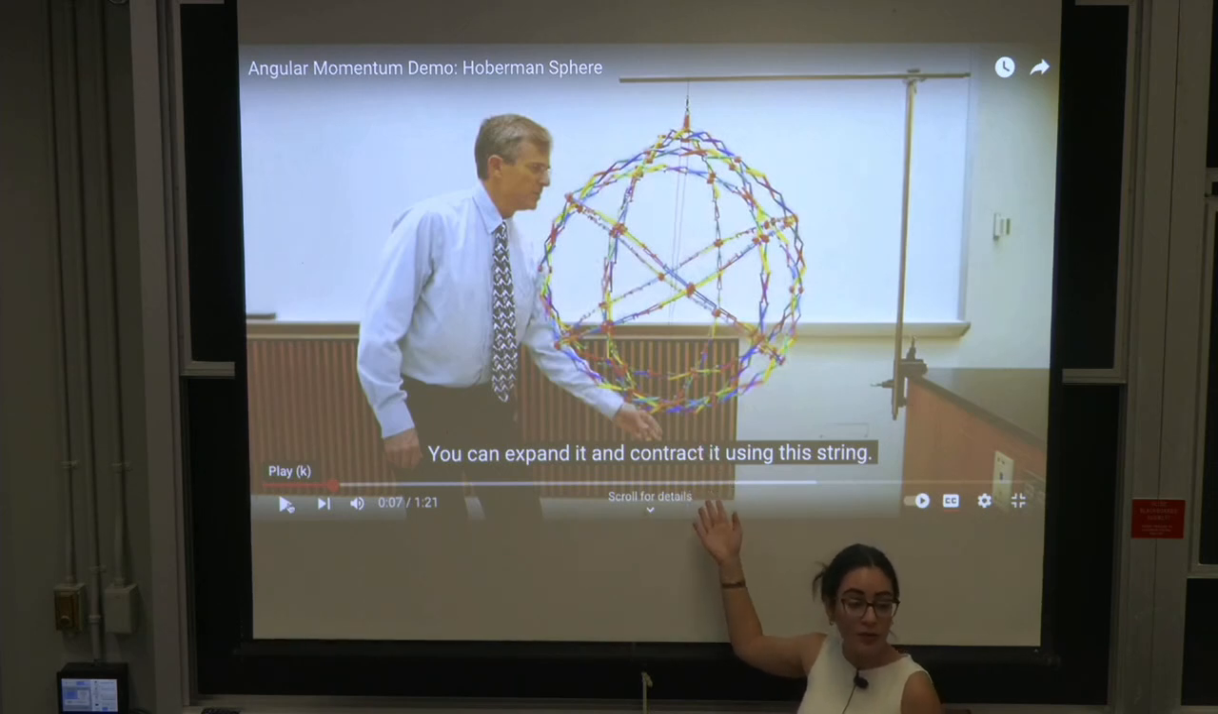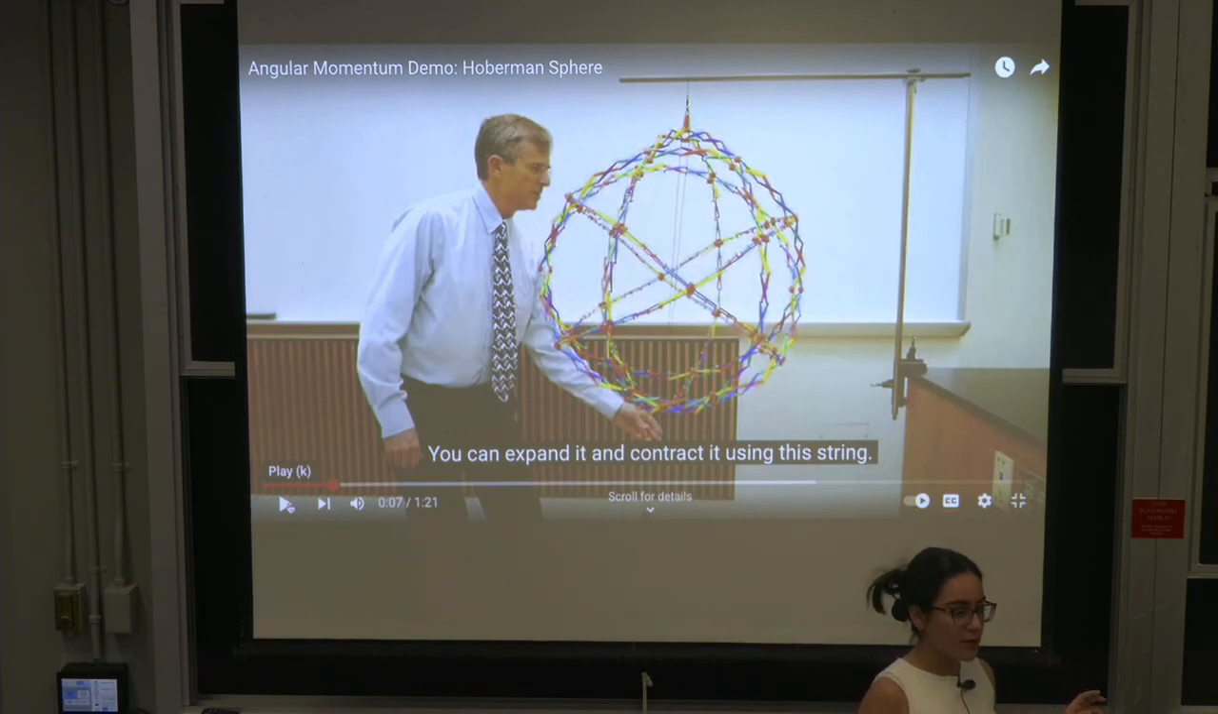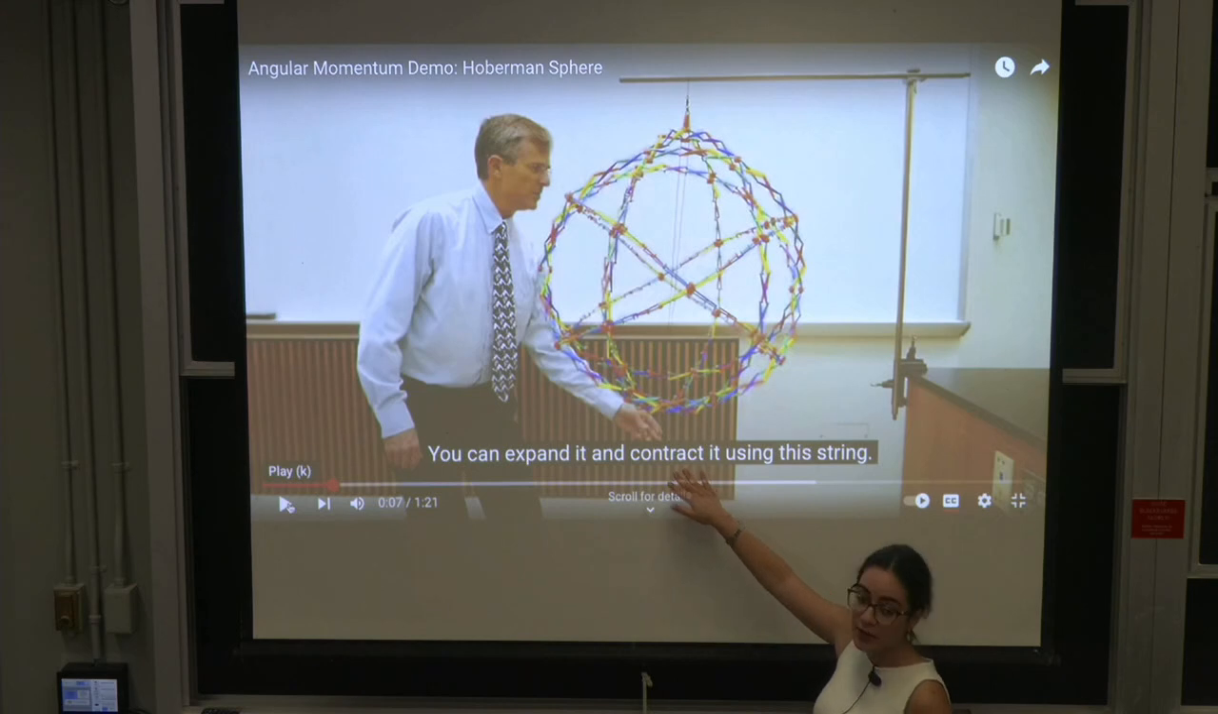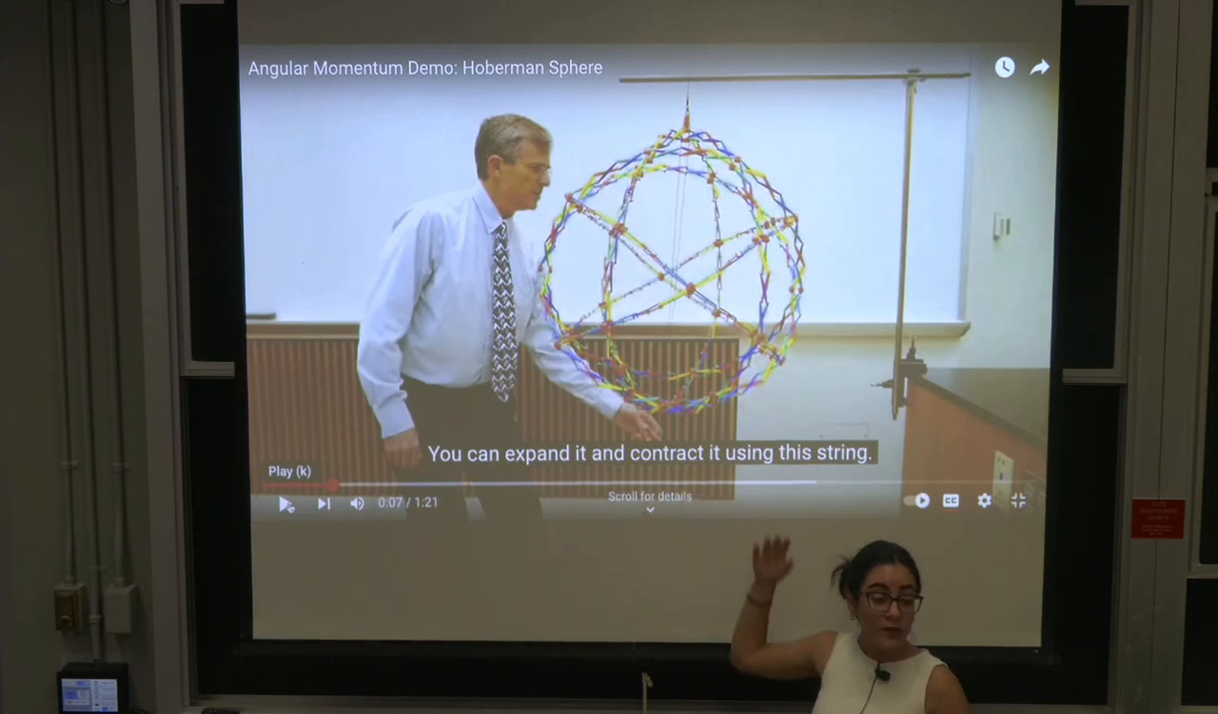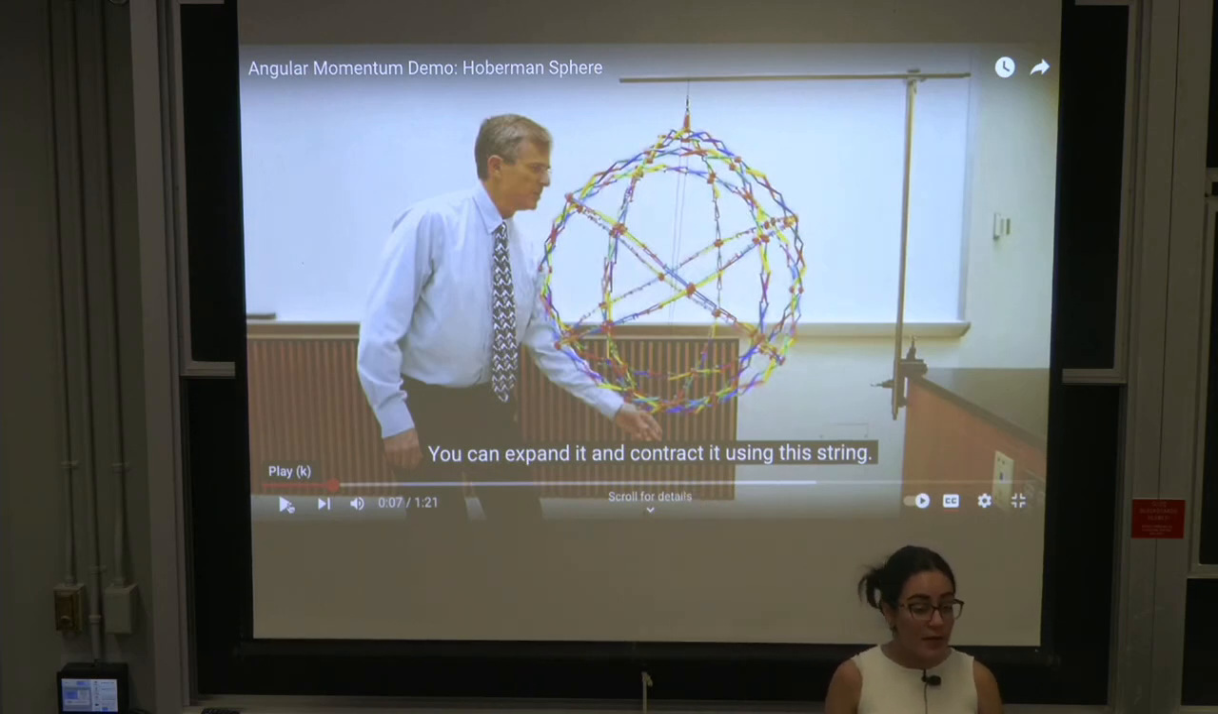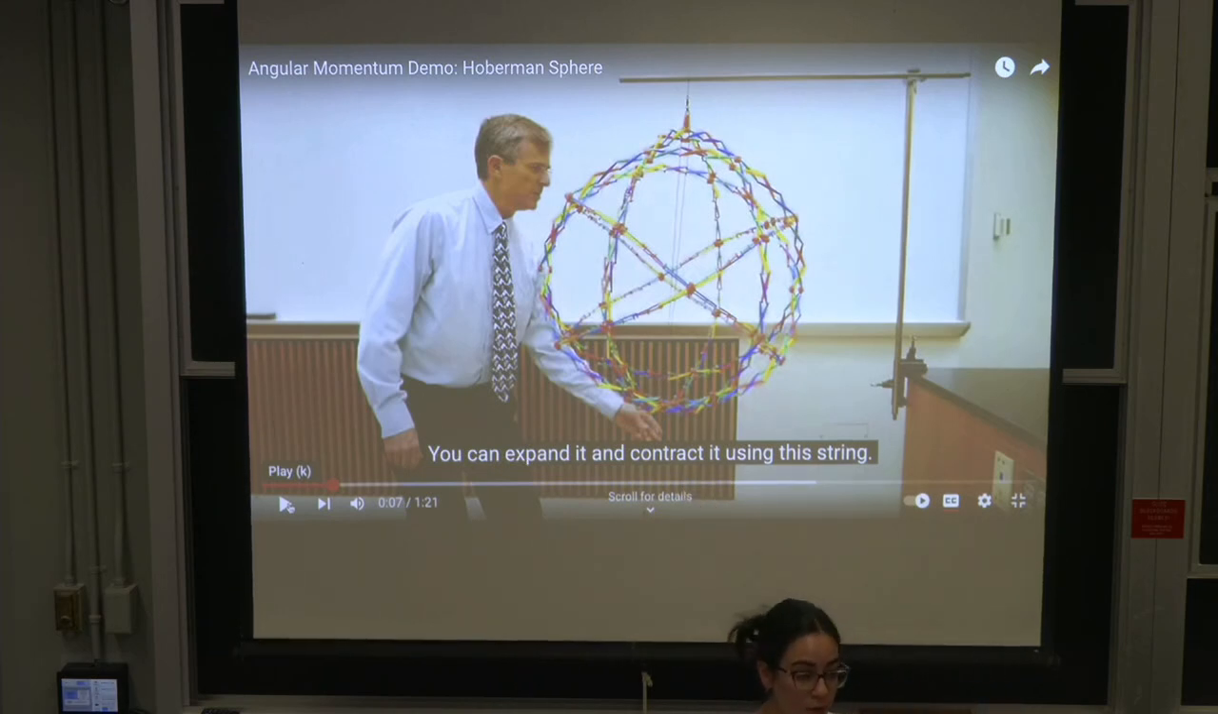So is the angular momentum of the sphere conserved? If all we're doing is pulling on this cord that passes by the center of the sphere, is the angular momentum about the center of the sphere conserved? Yes, because the sum of moments about the center of mass is 0. So the angular momentum is going to be conserved. But is the angular velocity going to be conserved if we change the configuration of the sphere? No. What's going to happen when the sphere shrinks? Is it going to go faster or slower? Faster. Right, because its inertia is less.